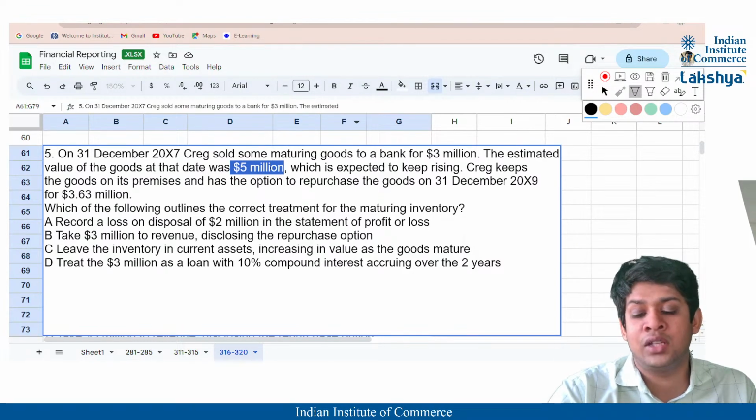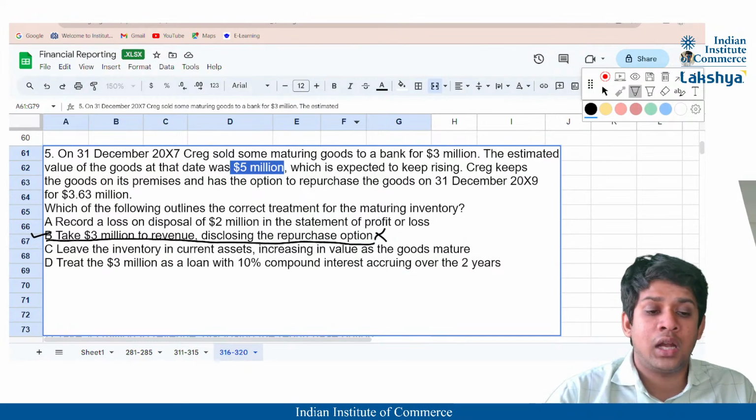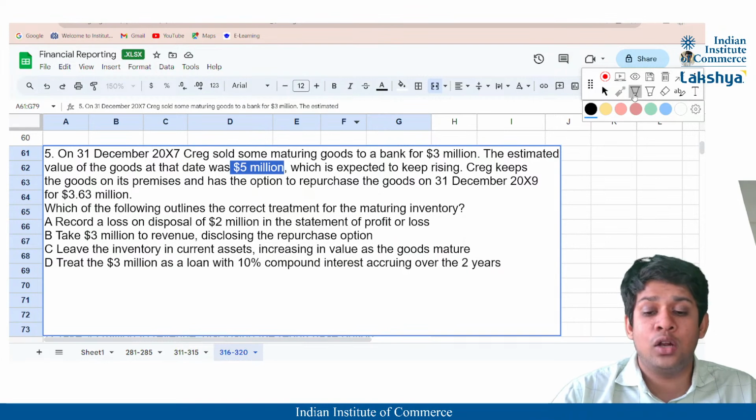So the asset is still there within your financial statements. Can you take the $3 million to revenue? No, you cannot take it to revenue, right? Because this is just the sale of ownership. The physical possession and the risks and rewards still belong to you. So you will not recognize it as revenue.